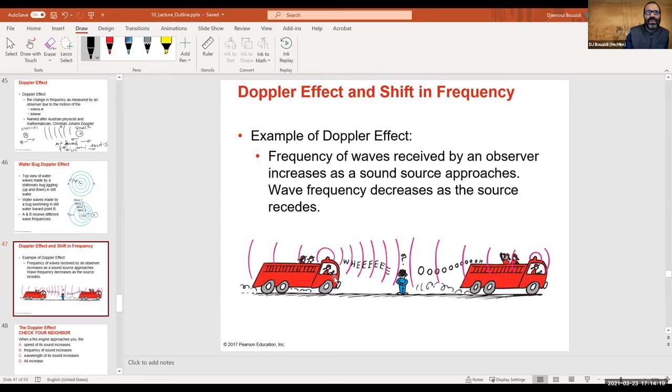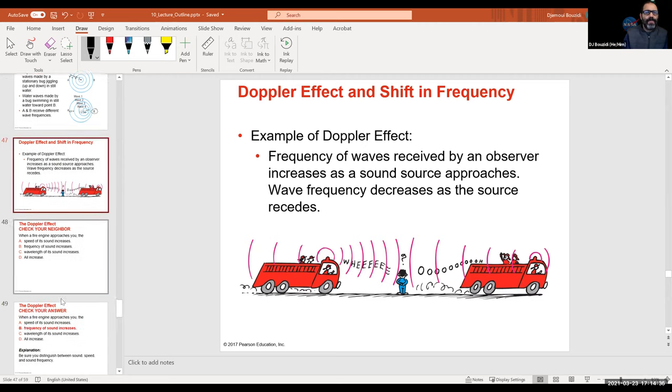And you can tell, even if you are blindfolded, that one of them is coming to your left, and this one is actually moving away from you, because you hear the sound spaced out, the wavefronts are spaced out. That means that the frequency is lower and lower. So this is moving away, this is coming closer.